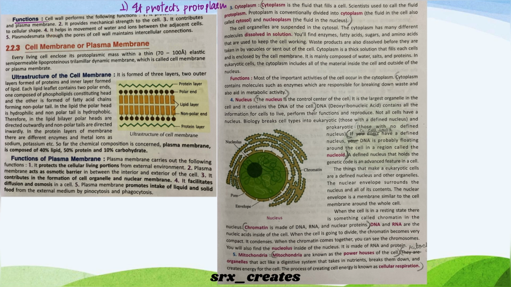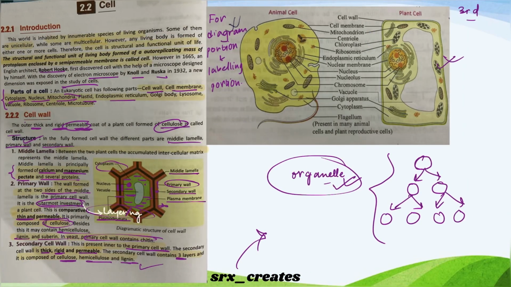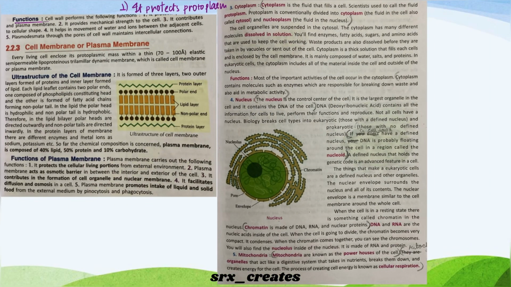Now plasma membrane. Now this is the membrane portion. We are talking about this portion, this plasma membrane, which is bounding the cytoplasm. See, every living cell encloses its protoplasmic mass within an elastic, elastic means which can be stretchable, semi-permeable means it can permit a few things but not all the things, like permeable things. Okay, it's called cell permeable. Dynamic means it can change its shape.